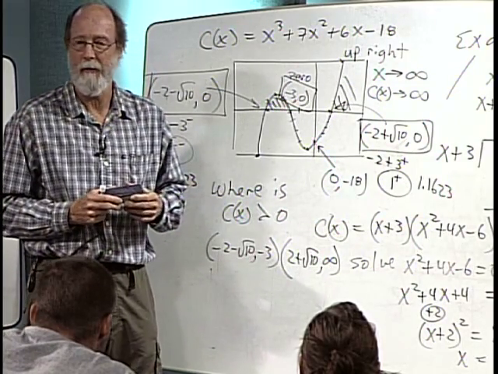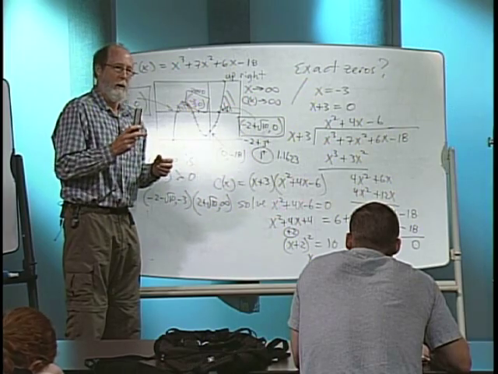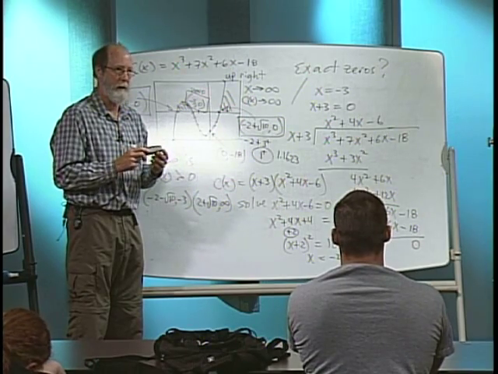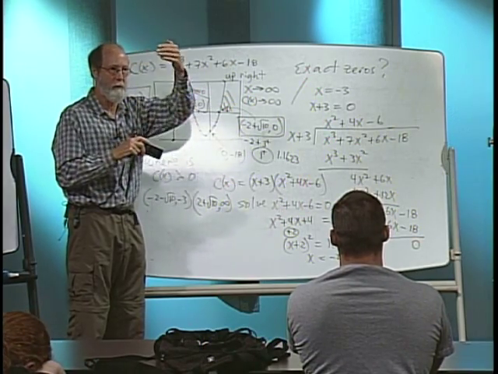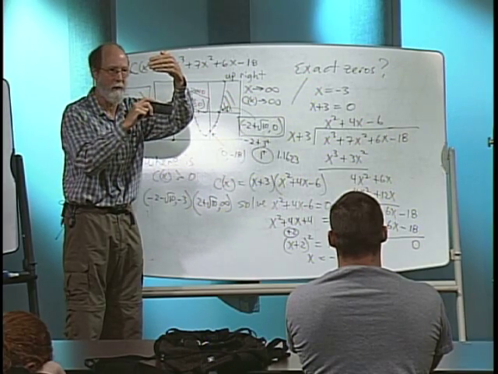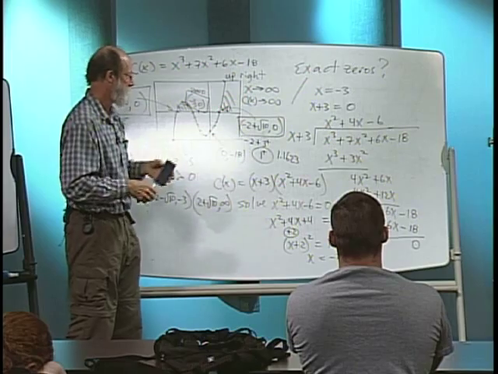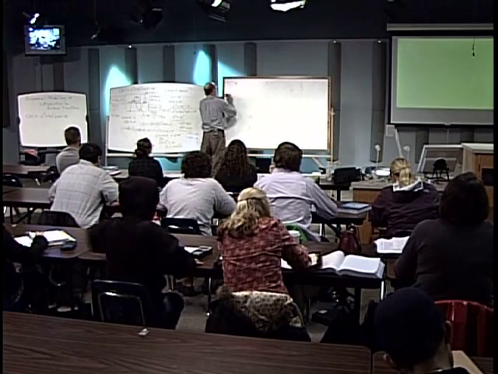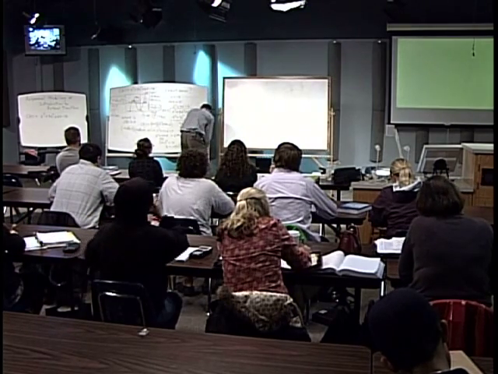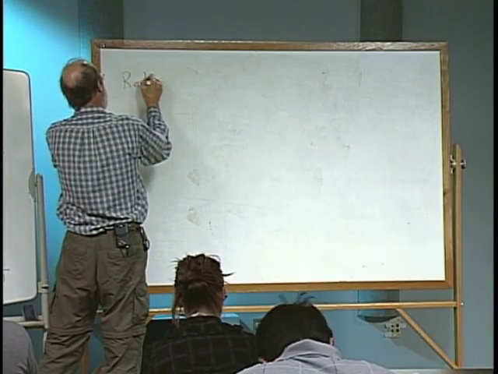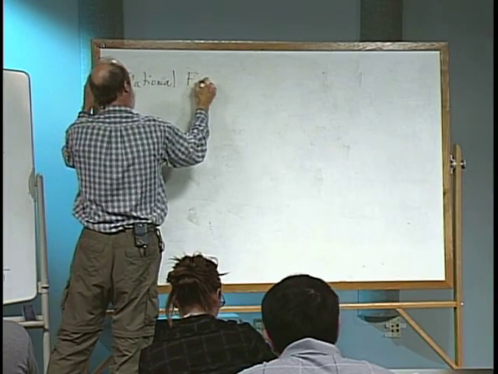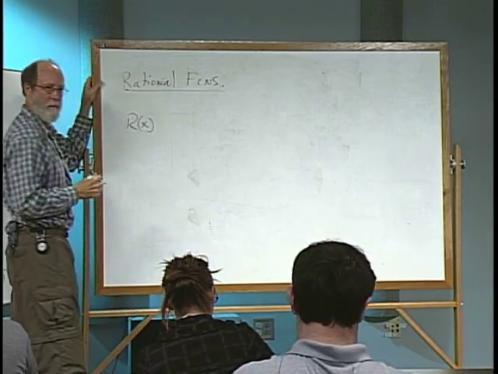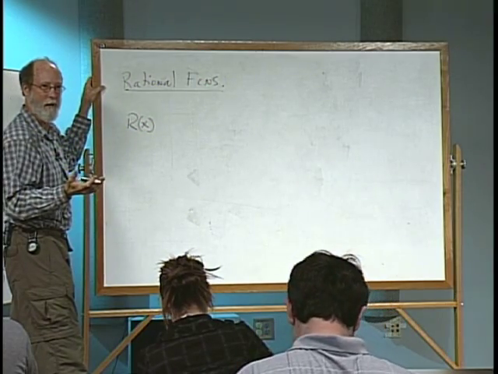Okay, let's spend the last few minutes today seeing this new type of function called rational functions, which are, again, as I mentioned earlier, ratios of polynomials, a numerator polynomial and a denominator polynomial. So rational functions. Let's call it R of x. That seem reasonable? R of x.